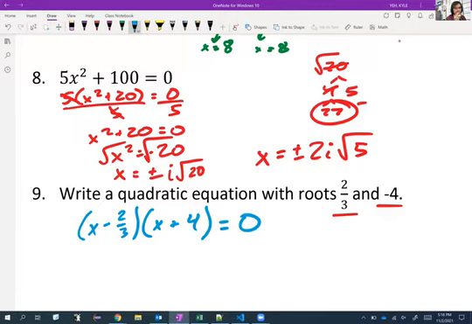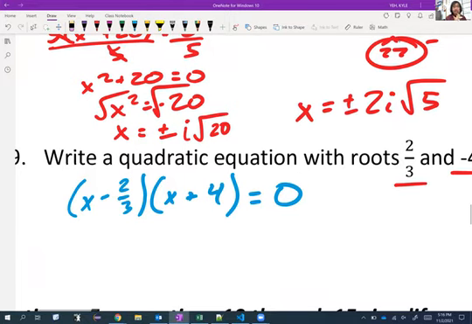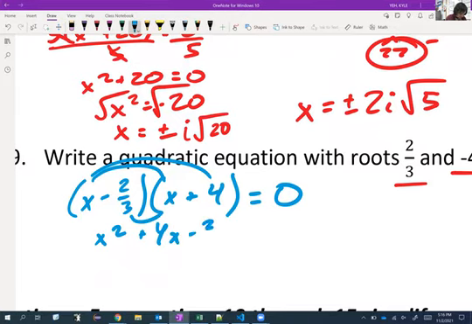And I think it's those two. If we plug 2/3 in here, we'll get 0. If we plug -4 into my x plus 4, we'll get 0. So we're working backwards from our factoring problems. This is technically a quadratic equation, but I'm going to multiply it out so it's very obvious it's a quadratic equation. I'm just going to FOIL. x times x is x squared plus 4x minus 2/3 x minus 4 times 2/3, 8/3 equals 0.